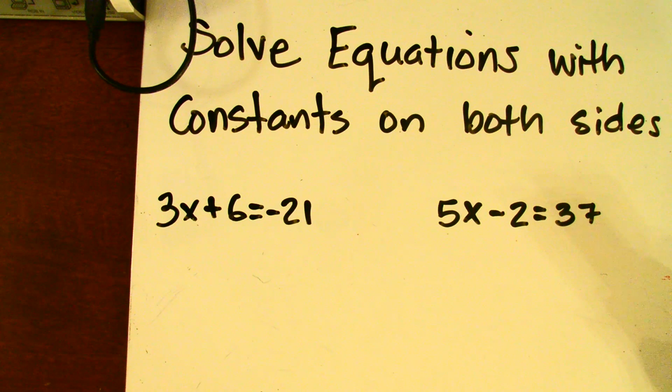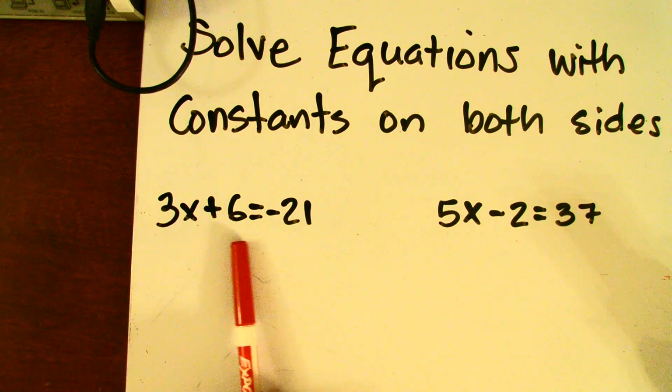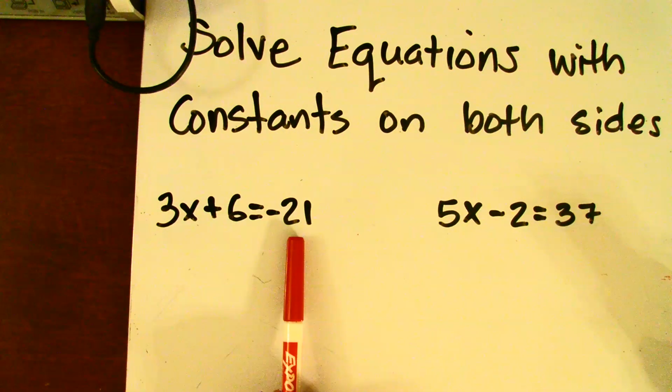In this video, I'm going to solve equations with constants on both sides of the equal sign. Remember, when we're solving an equation, we're trying to figure out the value of the variable. And we want to isolate that, meaning having it on one side of the equal sign and everything else on the other side. If we look at this first problem, we have 3x plus 6 equals negative 21.